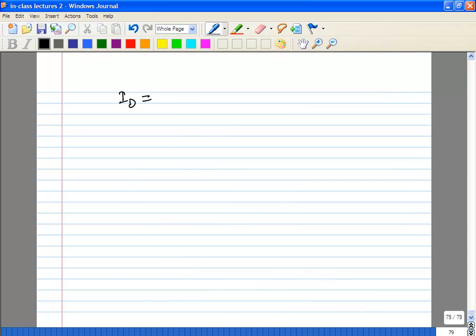So what is your current ID? That's your VGS minus VT, the whole squared. What is your VGS signal? It is VRF minus VLO.